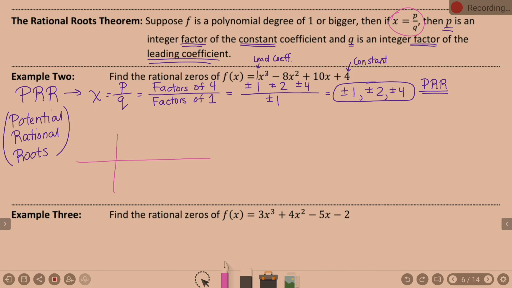Hopefully, did you guys get something? As you're looking, it looks like it crosses through 2, doesn't it? And then it also looks like it crosses through negative 0 point something, and 6 point something. Well, are that negative 0 point something and that 6 point something in my PRR list? No. So what that means is those are probably going to be irrational, because I don't have any fractions here. But what we are going to do is try 2.